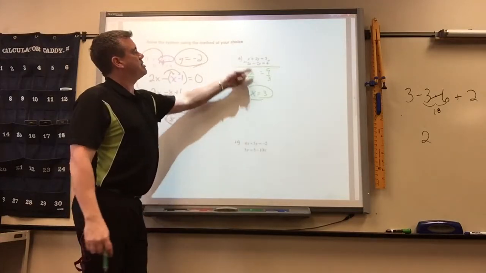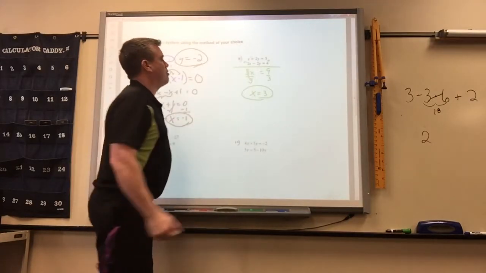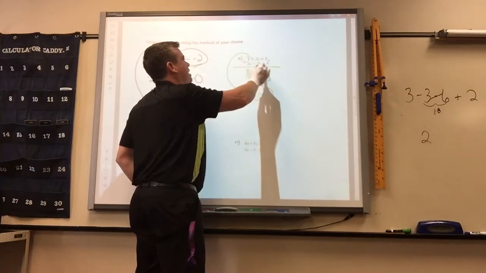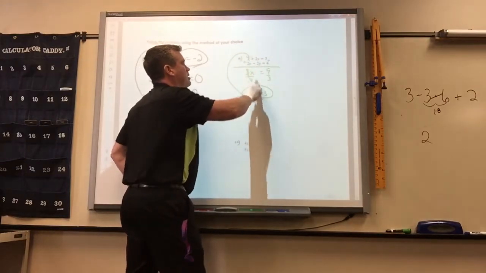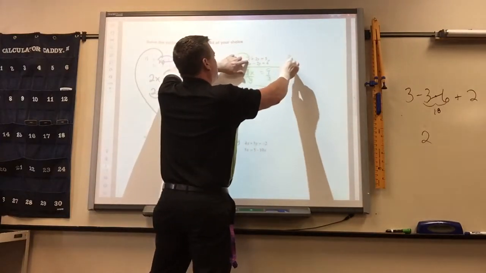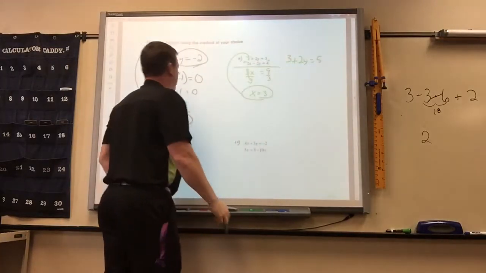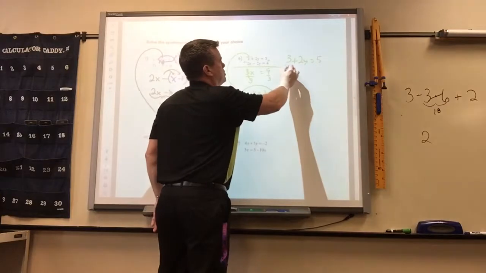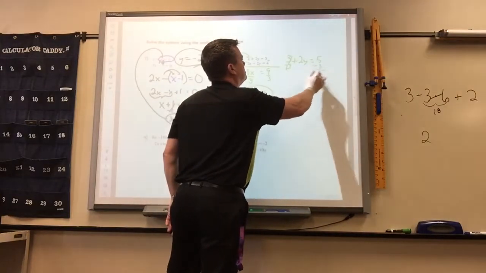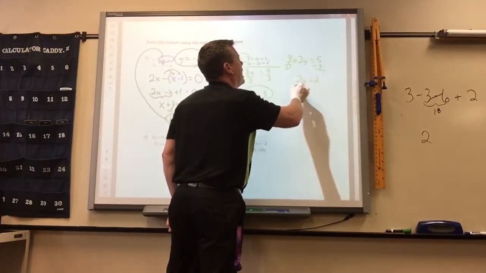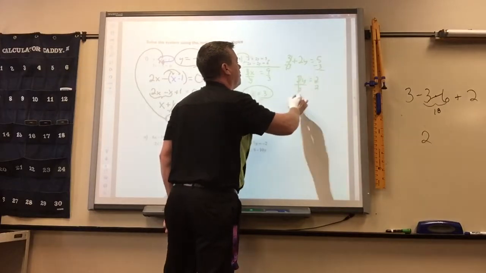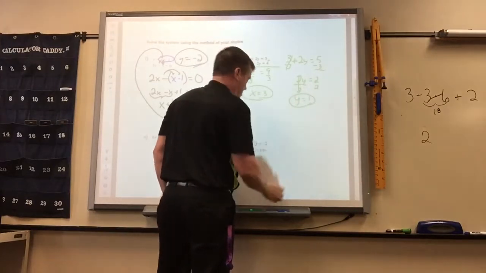Then you gotta plug this in either here or here to solve for y. Doesn't matter which one. If I put it in there, then rewrite it. It's 3 plus 2y equals 5. And then you gotta solve. So subtract 3 and divide by 2, and you get what y is.